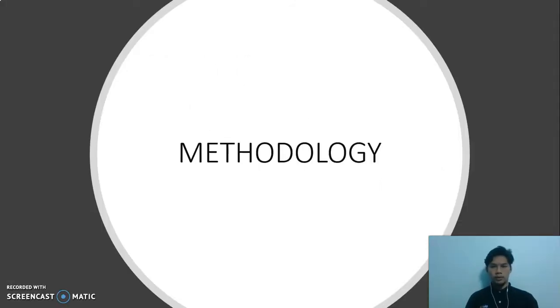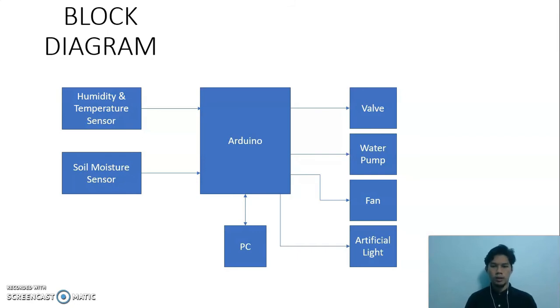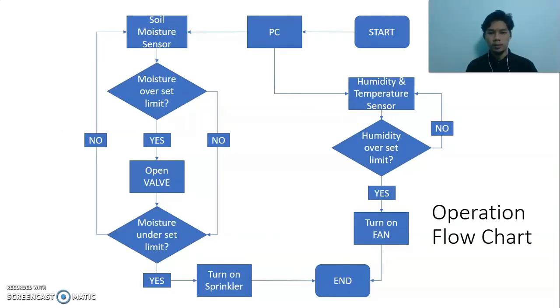So for the methodology of my project, the block diagram of my project is that I will be using two sensors, humidity and temperature sensor and soil moisture sensor. These two sensors will send the signal into the Arduino, and the Arduino will process the signals and then send instruction to the various part of the system. The Arduino will also be communicating with the PC, where a human interface can be done. So this is the basic operation of my project.